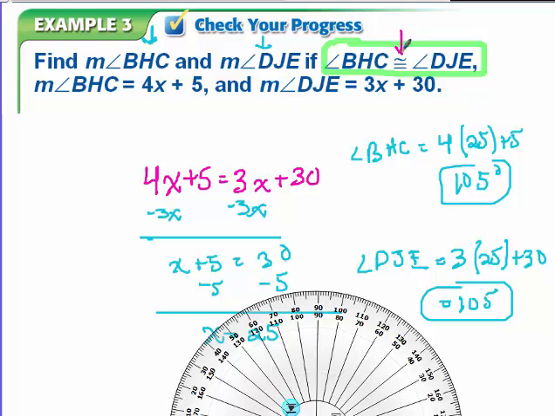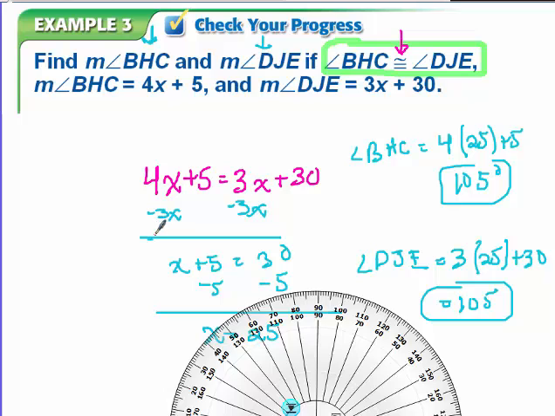Remember this symbol in the middle? It means congruent. Congruent is going to mean that the two angles have the same degree measurement. Well, if they have the same degree measurement, then we can take the algebra that they give us and set it equal to each other. So I took the 4x plus 5 because that was BHC. So I'm replacing BHC with 4x plus 5. And I'm replacing angle DJE with 3x plus 30. You get an equation like this, and then it's just algebra.